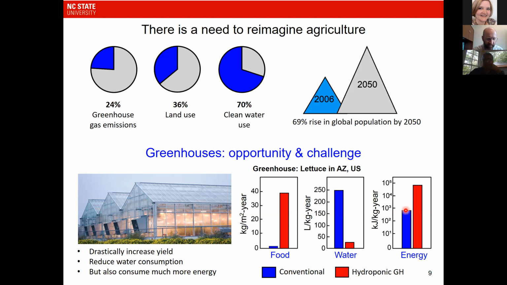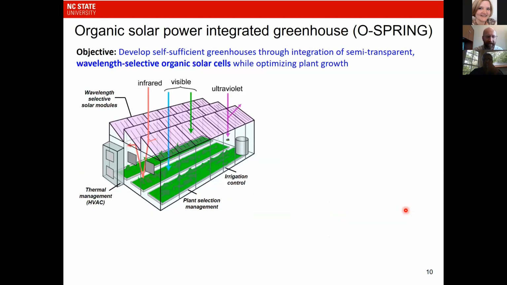And so if you were to grow this on a large scale with greenhouses, our current energy portfolio would just blow up. So the idea here is, can we make these more energy neutral? And that's where this idea of organic solar power integrated greenhouses comes from. The objective here is to develop self-sufficient greenhouses through integration of semi-transparent wavelength selective organic solar cells while optimizing plant growth.